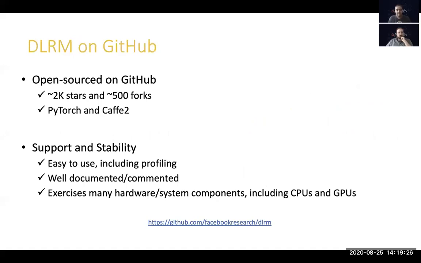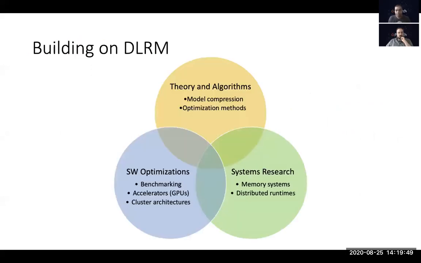Here are some stats about the DLRM GitHub repository itself. It's grown in popularity. There are a lot of active users on it, and it supports a wide variety of features, both distributed and single node execution on CPUs and GPUs, and we are actively adding additional components. Going further, my colleague Maxim will talk about how things are being built on DLRM and improvements therein.